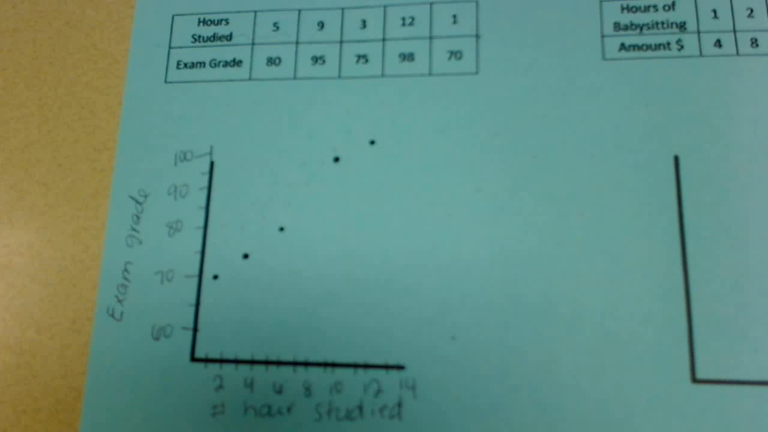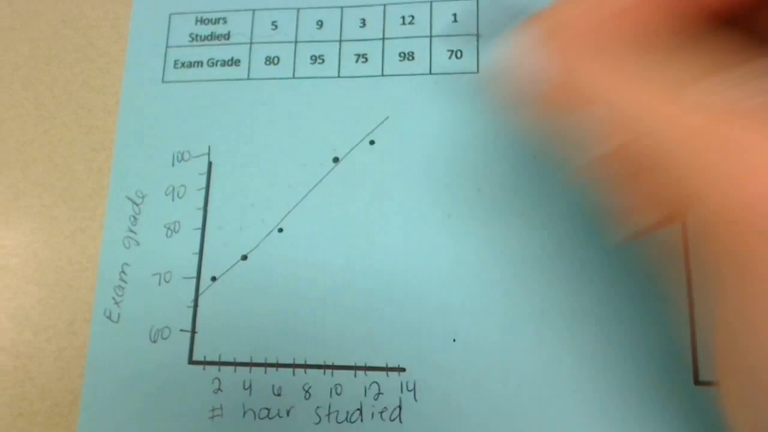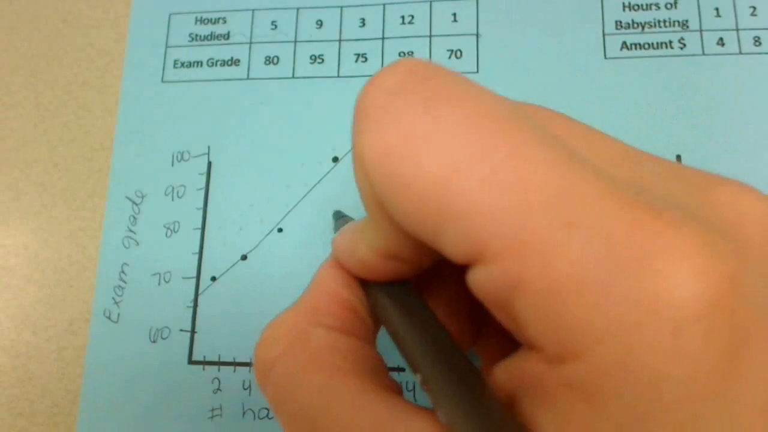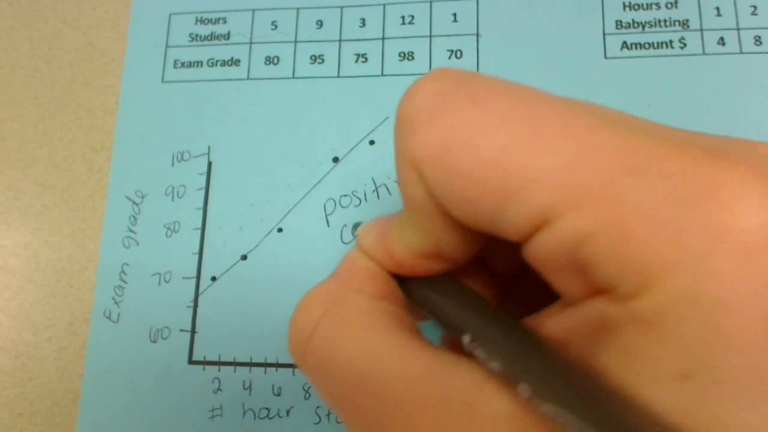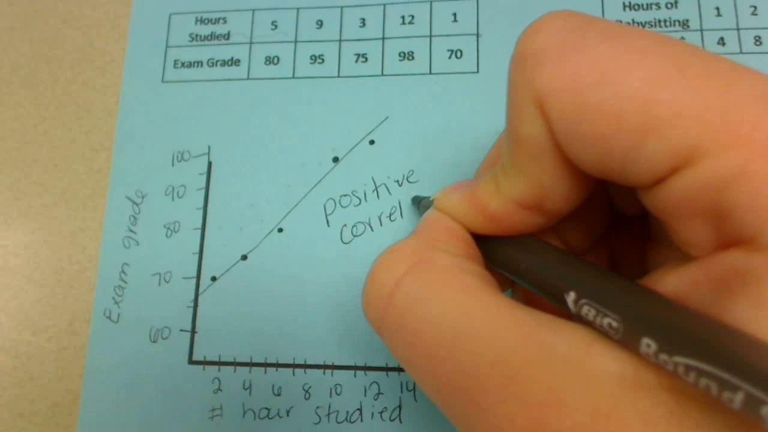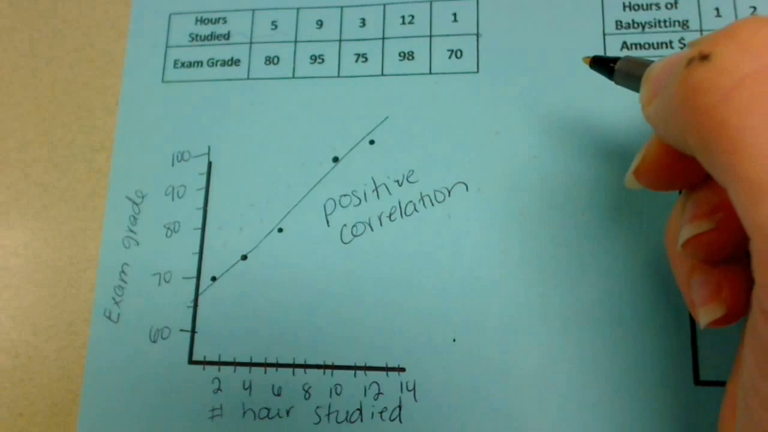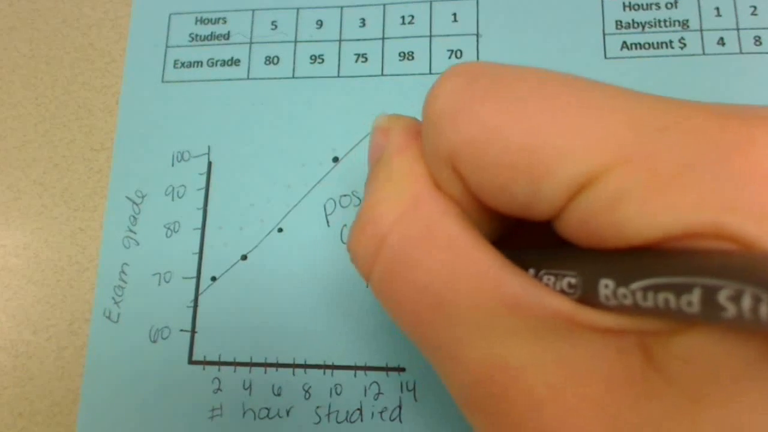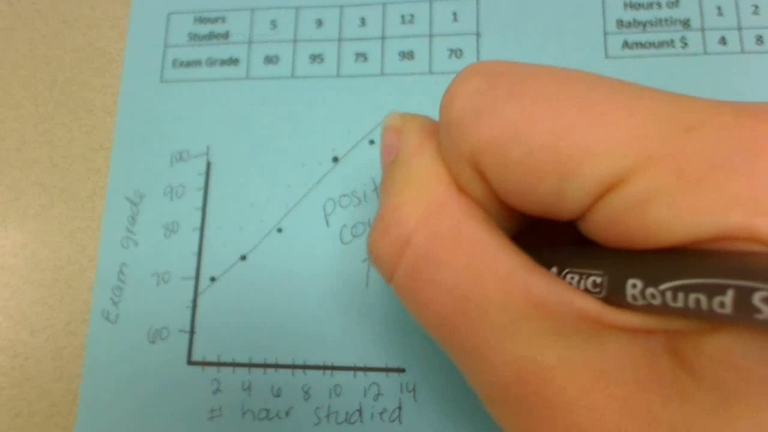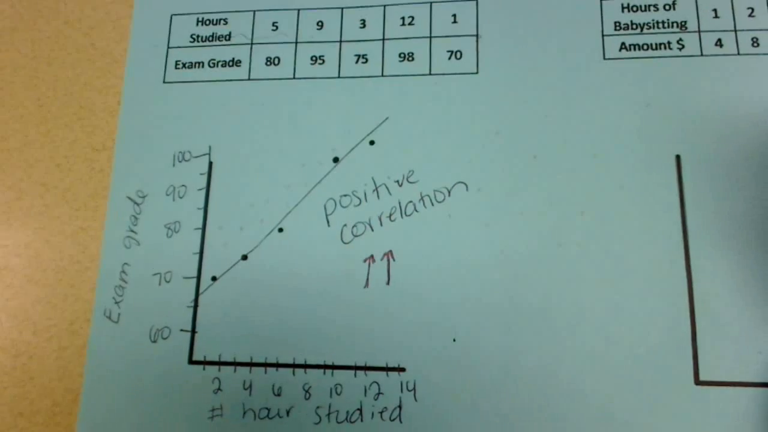If we drew a line down the center of these points, our line of best fit, we can see that this is a positive correlation. Meaning, the more hours you study, the better your exam grade. Both are increasing.